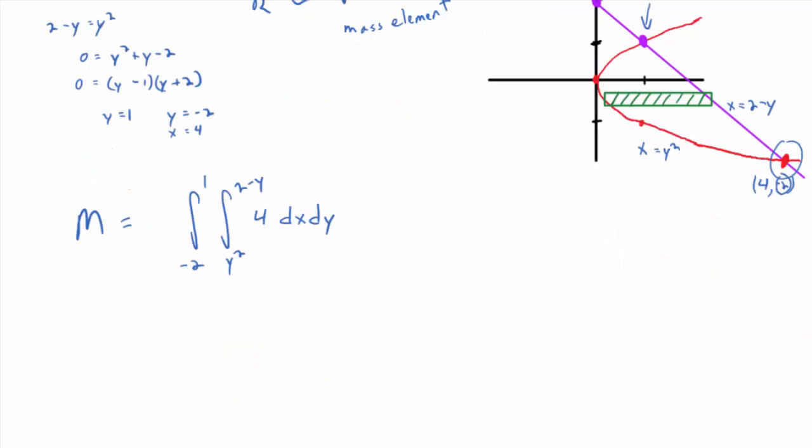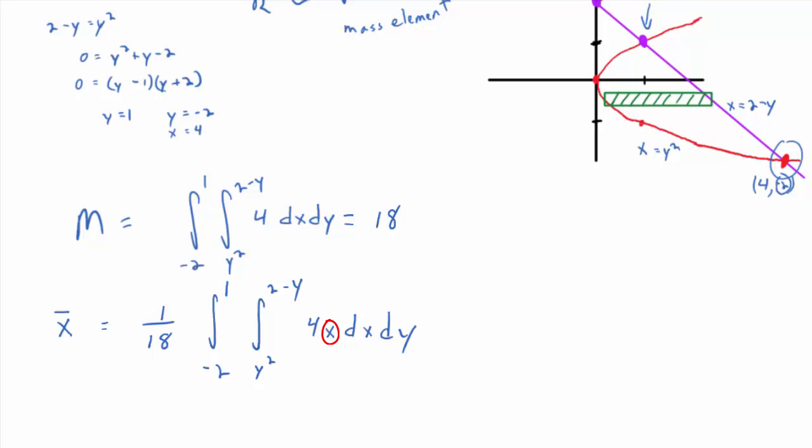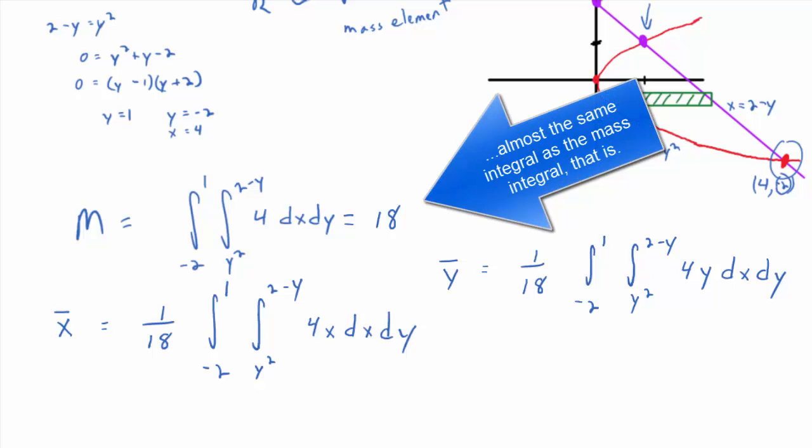Now the value of this mass integral turns out to be 18, which means that the value of x bar is 1 over 18 times almost the mass integral, except we throw in an extra factor of x. And so the value of y bar is 1 over 18, 1 over the mass, times almost the same integral, except we throw in an extra factor of y.